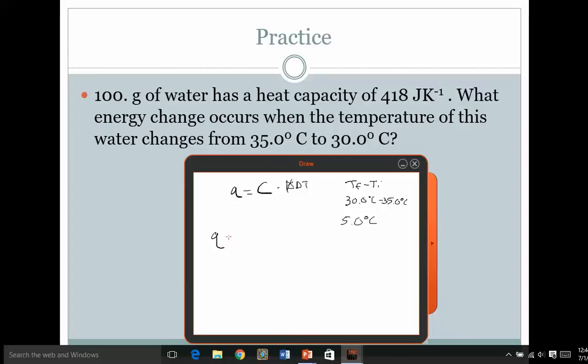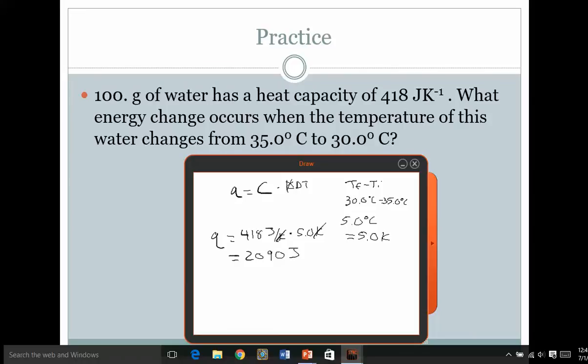Now all I need to do, and again, this is why we need to pay attention to our units. And by the way, this also is the same as 5 degrees Kelvin or 5 Kelvin. It doesn't make any difference like we talked about. So all I need to do is multiply my heat capacity, which is 418. Now look at my units, joules per Kelvin, times my temperature change in Kelvin, which is 5. So if I just multiply these two things together, then I will have it. So multiplying these two things, we get 2090 joules.